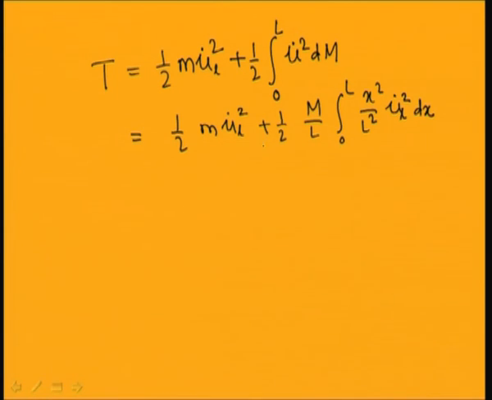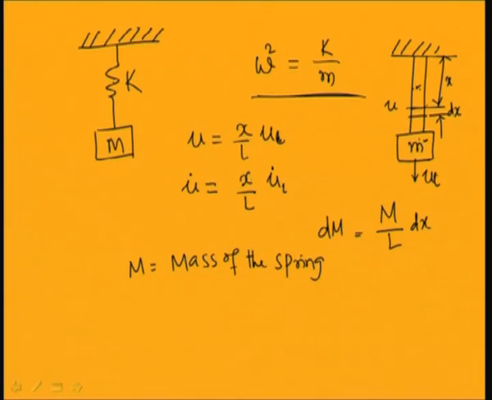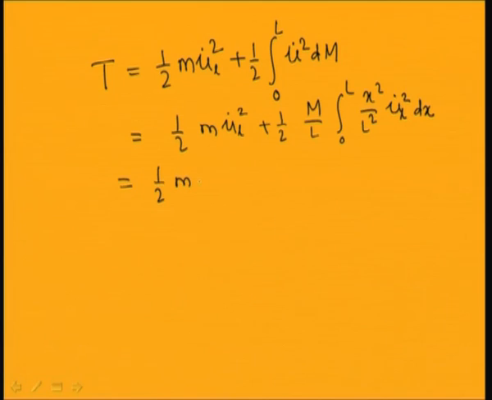So we can write it equal to half m. So this u dot, we have already taken equal to x by L times u_L dot. So u dot I can write as x by L u_L dot. So this becomes m u_L dot square plus half M by L, and this will be u_L dot square, I can take it out.